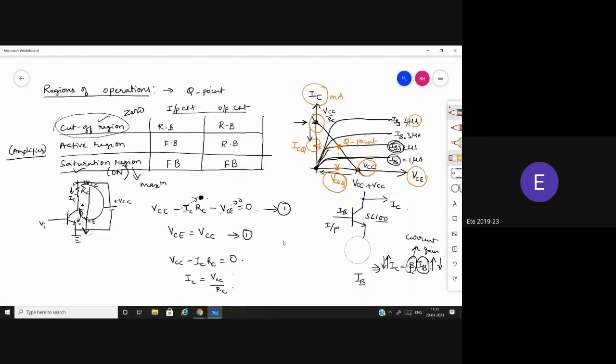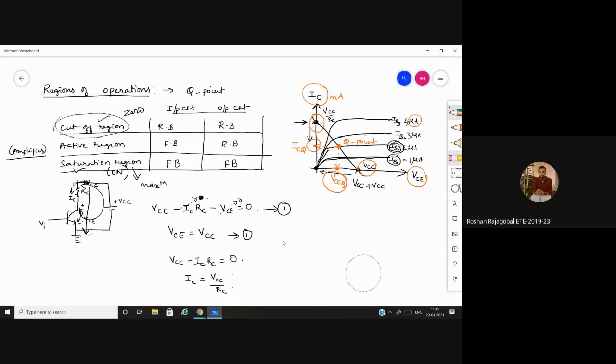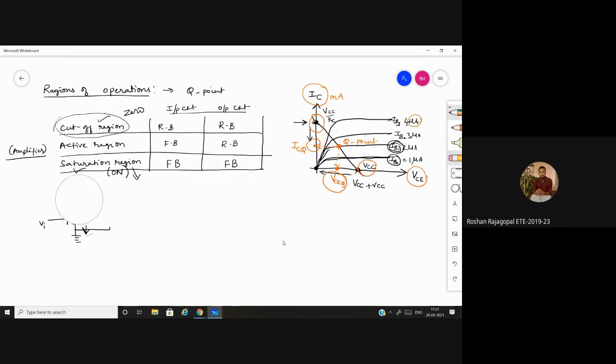ICQ and VCQ will be the safe operating point of voltage and current. VCC and VCC by RC is the highest which we can apply. Beyond that, the transistor gets spoiled.